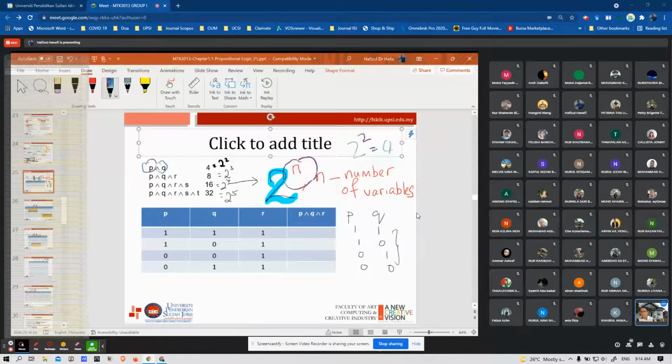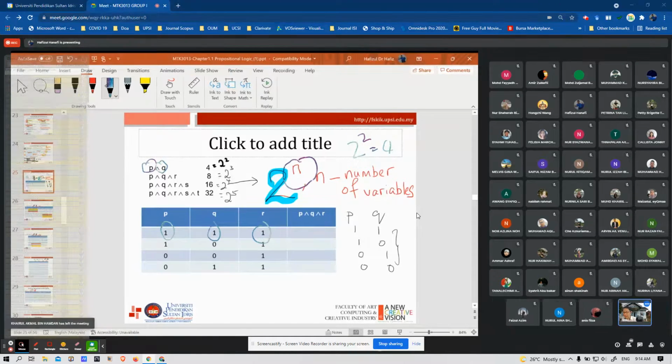Okay, this one is just the number of variables. And then we have P: 1, 1, and 1. And then P and Q, 1 multiplied by 1, and then multiplied again by 1 is 1. And then 1 multiplied by 0 is 0, multiplied by 1 is 0. Okay, this one is for the number of variables.